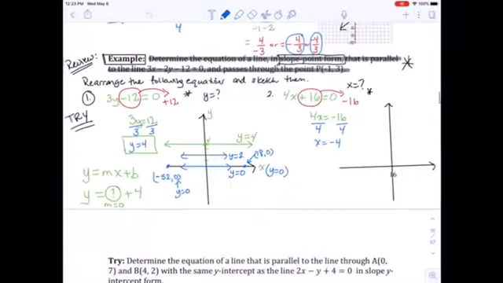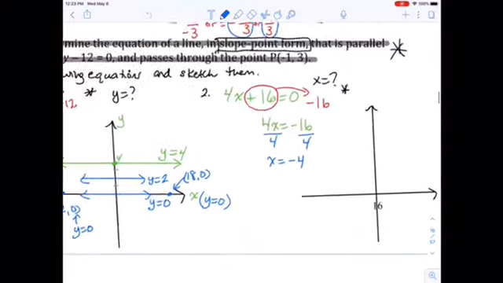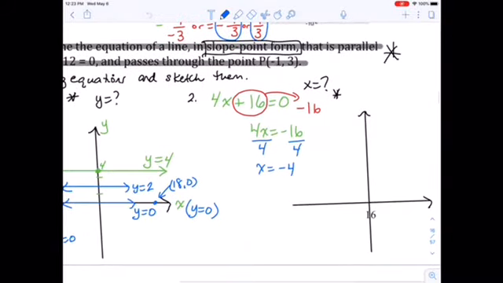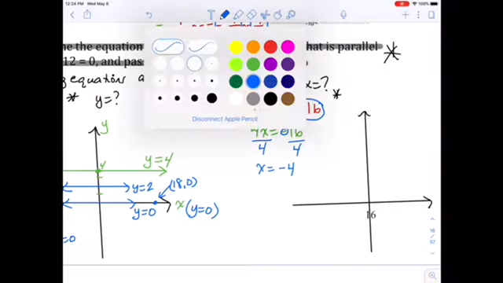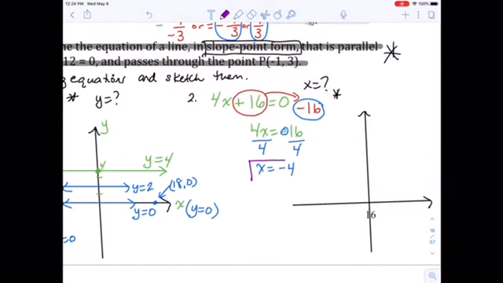Whoops, for some reason I'm freezing up here. Let's move this down. Okay. And this one, we moved over our positive 16. And we know that when we move a term over the equal sign, it becomes negative. So 0 minus 16 is a negative 16. And when we divide both sides by a positive 4, because we were left with 4x equals negative 16, we get x equals negative 4. Okay, x equals negative 4.